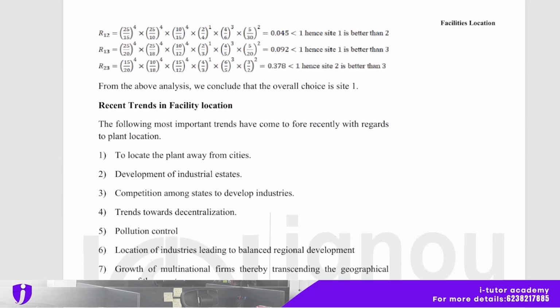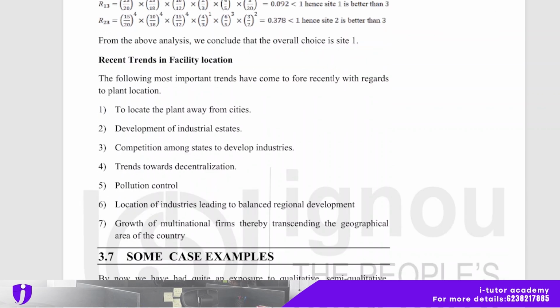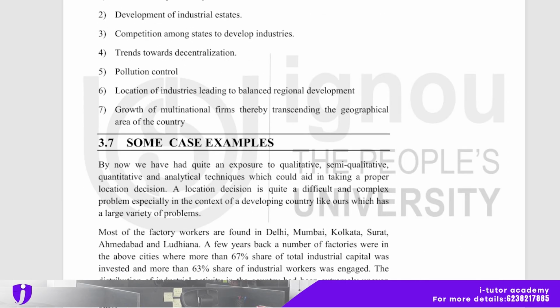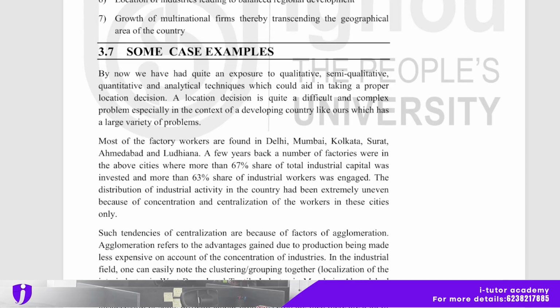The following most important trends have come to the fore recently with regard to plant location: to locate the plant away from cities and develop industrial estates, competition among states to develop industries, trends towards decentralization, pollution control, location of industries leading to balanced regional development, growth of multinational firms, thereby transcending the geographical area of the country, like that. And some case examples are here.